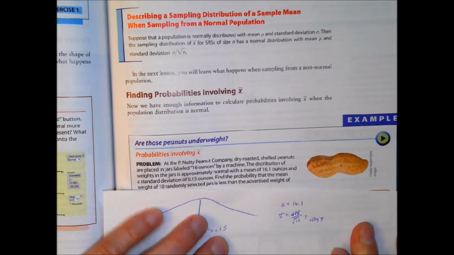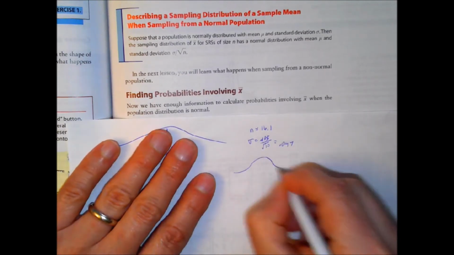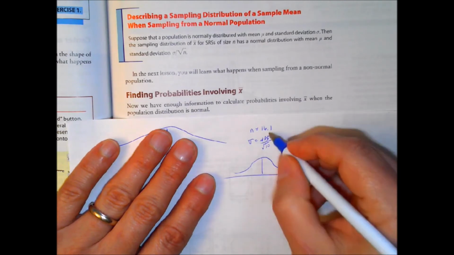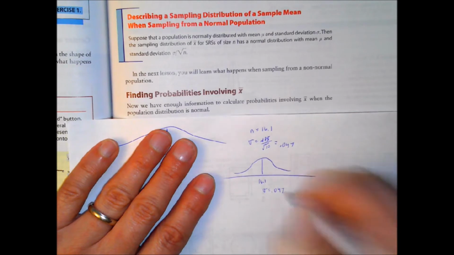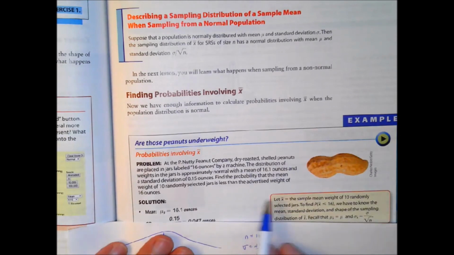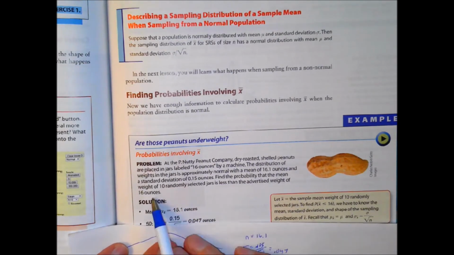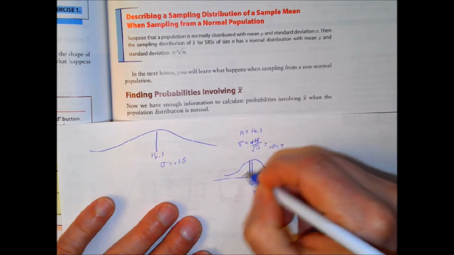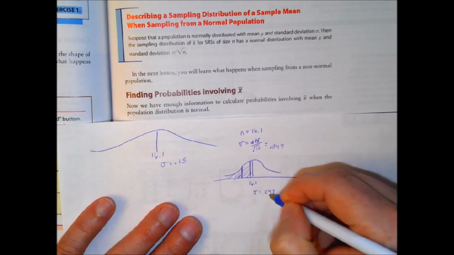Okay, and since my population is approximately normal, I know my sampling distribution is approximately normal. Mean of 16.1, standard deviation of 0.047. Now what's the probability that when I select 10 jars, the mean of those is going to be less than the 16 ounces? It's actually probably more like down there, right? Because I have a small standard deviation.